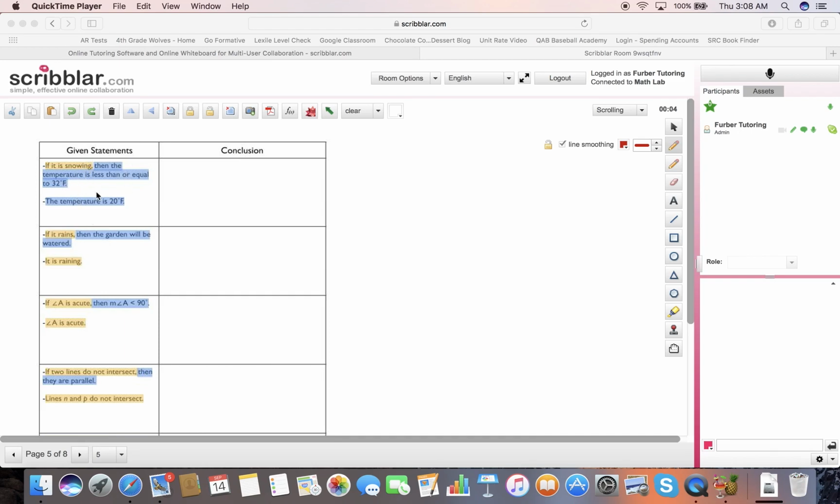We can't reverse this. We can't say that because the temperature is 20 degrees Fahrenheit, it must be snowing, okay? It does have to be 32 degrees or less for snow to occur. But just because a temperature is at 20 degrees does not necessarily mean that it's snowing. It might just be a really, really cold day, but no precipitation is coming. So because this statement does not match the hypothesis of the conditional, it is not possible for me to write a conclusion. So I'm going to write on here, not possible.